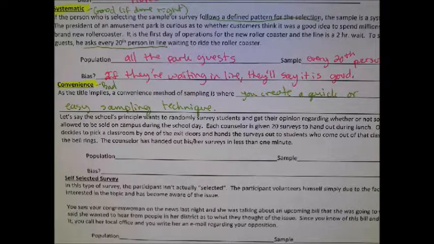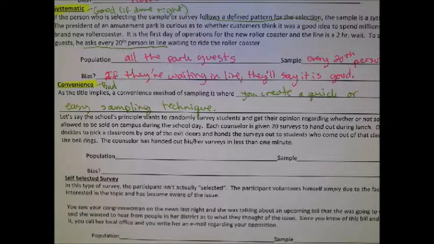Go ahead and read through the example and pick out what is our population, sample, and what could some bias be. Go ahead and pause the video so that you can do this. Now that you've had time to read it and think about it, let's read it together.